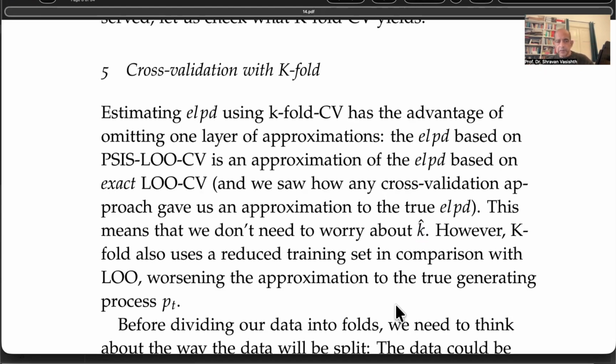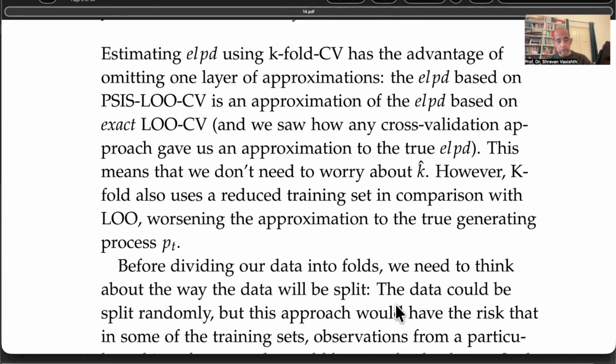One problem, of course, with the k-fold approach is that the training set will be somewhat smaller because it's not emulating leave one out cross-validation, but we take 90% of the data for training. So we end up with less data, leading to more uncertain posteriors on the parameters, which in turn leads to a worse approximation to the true generative process, which of course is unknown.